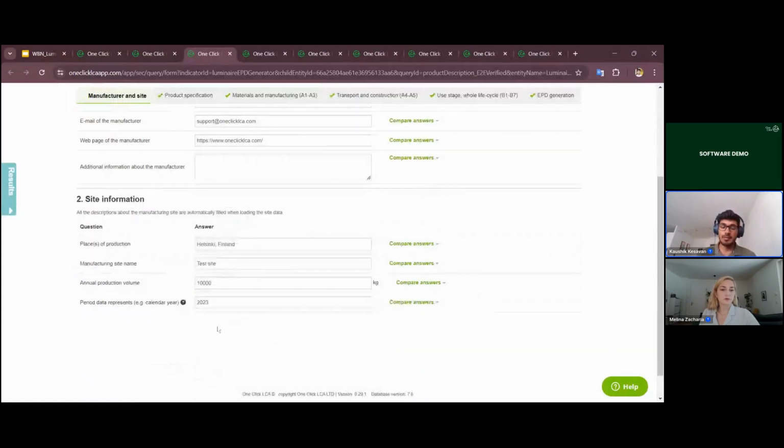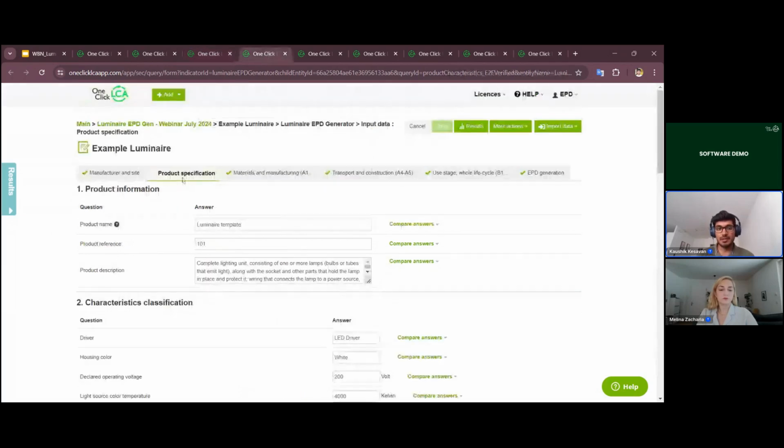There's also the site information, the country and the city where the production facility is based, and the period the data represents. Now, this is very important because this influences your manufacturing site data. So this can be for energy, for example, or ancillaries and so on. And it's important that all the data that you use from your factory is from the same year.